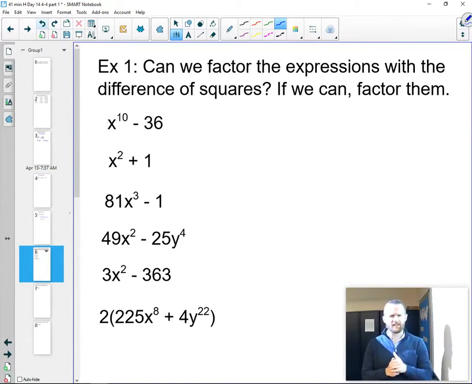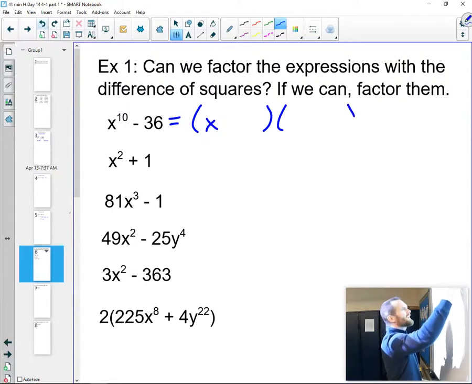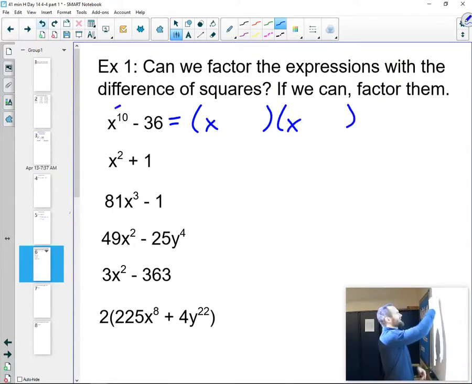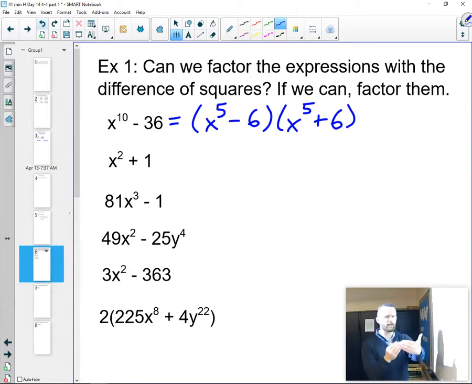So first up, we've got x to the 10th minus 36. Well, 2 terms. We've got subtraction, a perfect square of 36, and an even power of 10. Yeah, we can factor this with the difference of squares. So it's not just going to be an x in front because it's an x to the 10th. So it's got to be an x to the 5th power, because x to the fifth times x to the fifth would get us back to that x to the 10th power. And then the square root of 36 is 6, so we put minus 6 and plus 6. It doesn't matter which one gets the plus and which one gets the minus. There we go, fully factored.